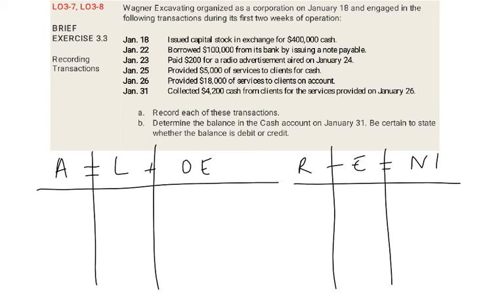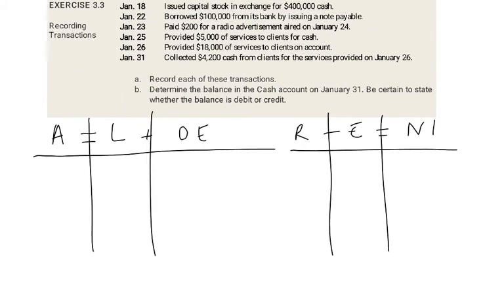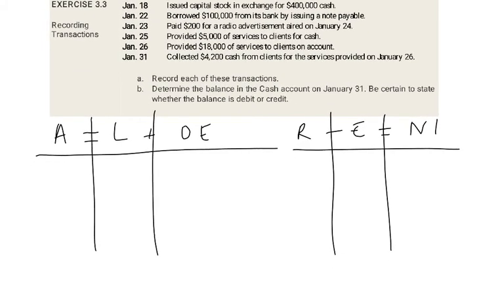So on January 18th, we issued capital stock in exchange for $400,000 cash. So we increased assets. Did we increase liabilities? Decrease liabilities? Nope. They had no effect. So therefore, if we increased assets to balance our equation, we had to have increased our owner's equity. We didn't have any revenues in this transaction. We didn't have any expenses, and therefore there's no effect on our net income.